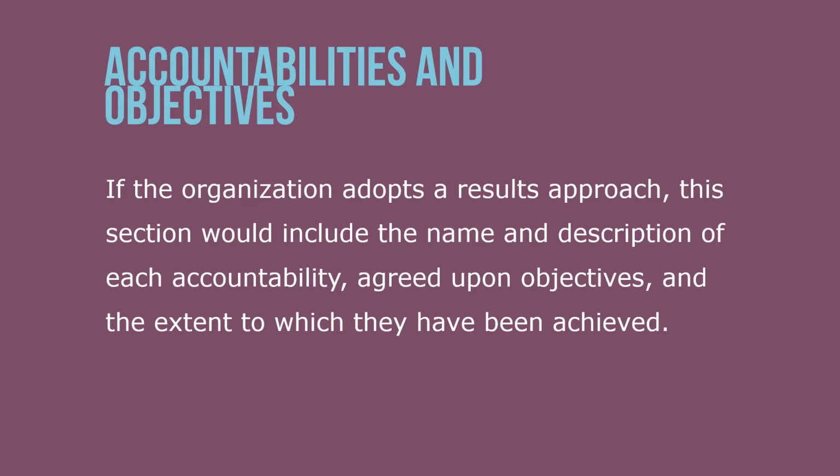Accountabilities and objectives. If the organization adopts a results approach, this section would include the name and description of each accountability, agreed upon objectives, and the extent to which they've been achieved. This section can also include a subsection describing conditions under which performance was achieved, which may help explain why the employee achieved a particular level, high or low, of performance.